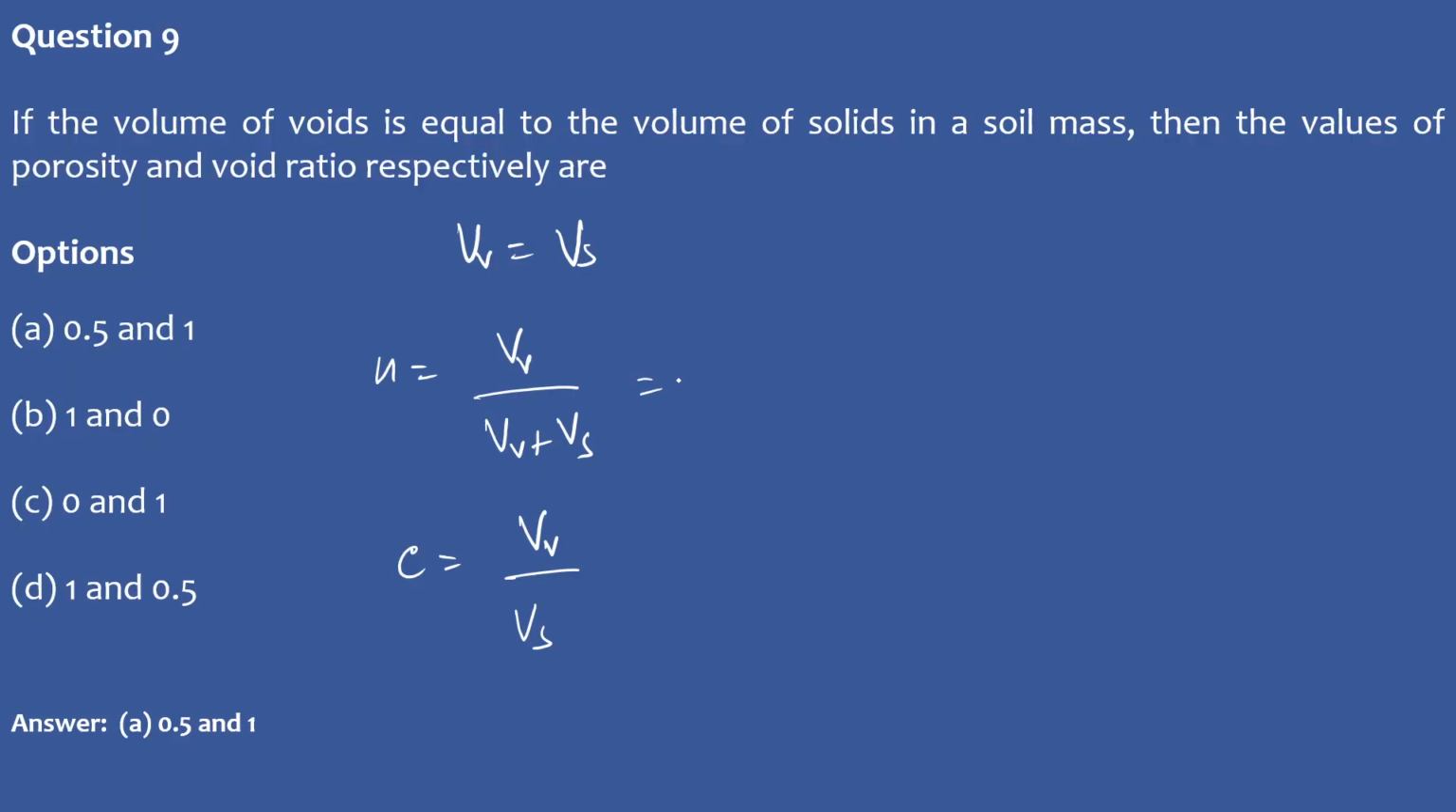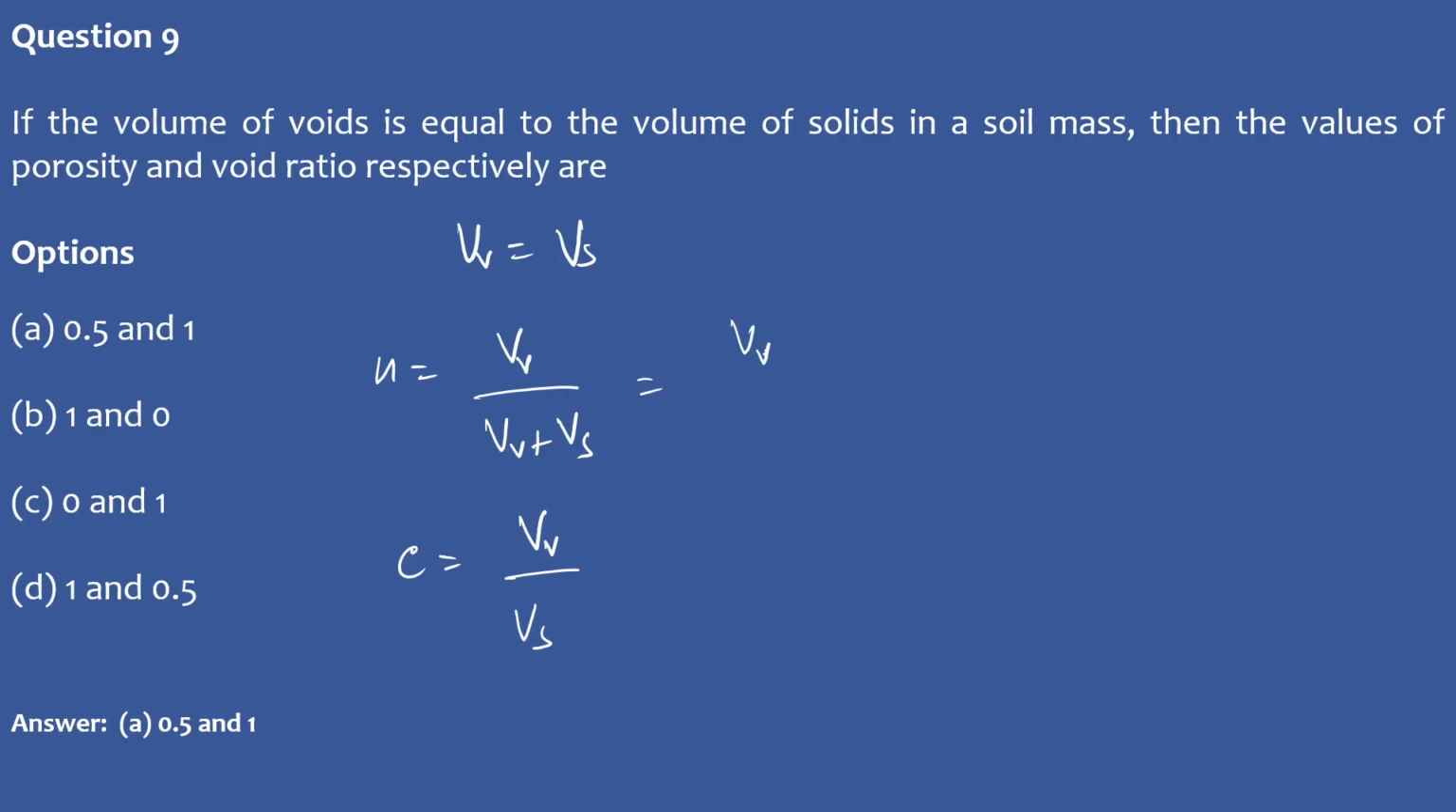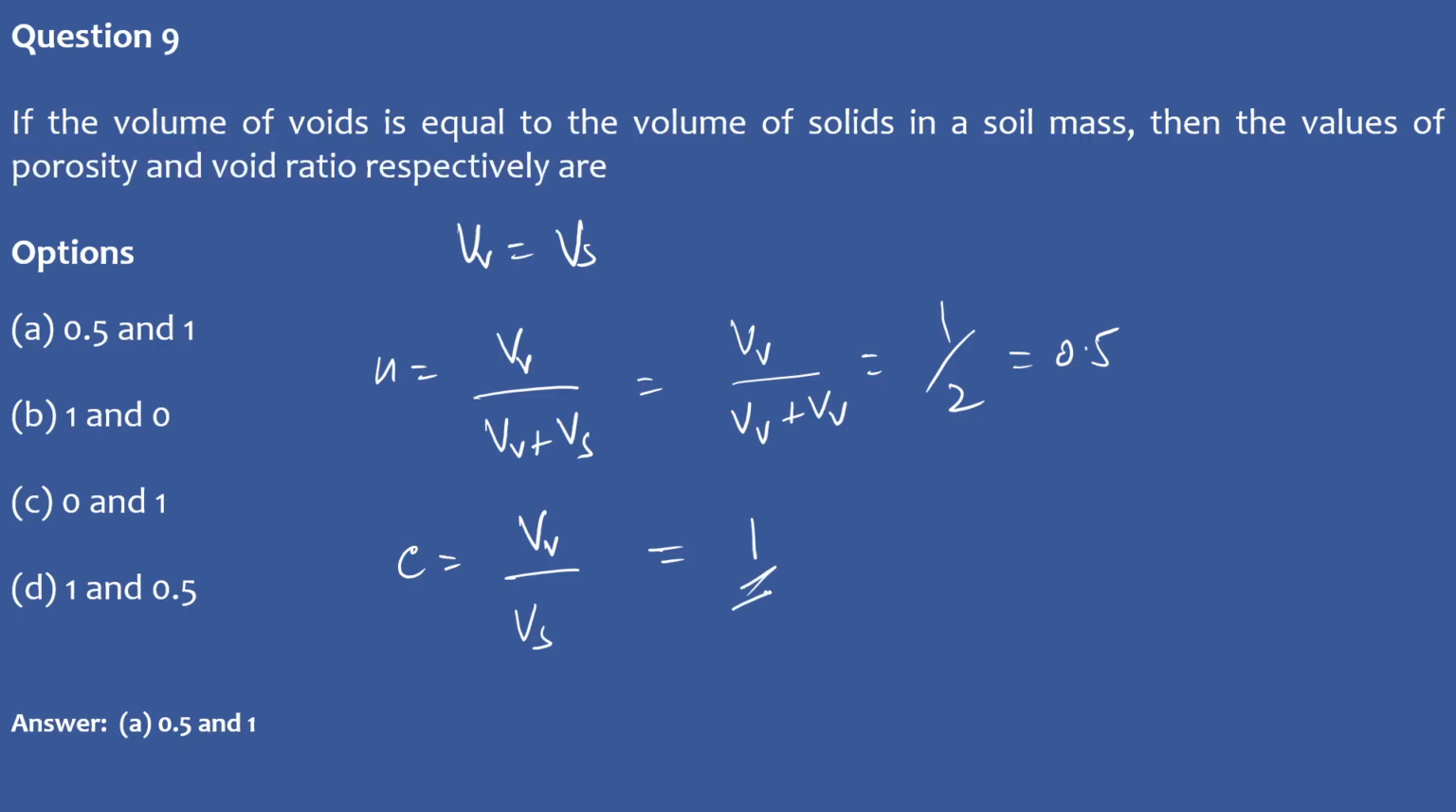Now your n value, the volume of fluids is equal to the volume of solids. So the volume of fluids to the volume of fluids plus volume of solids is basically 1 by 2, which is 0.5. And then your e value, as they both are equal, will correspond to 1. So the correct answer is option A. Your porosity corresponds to 0.5 and the void ratio corresponds to 1.